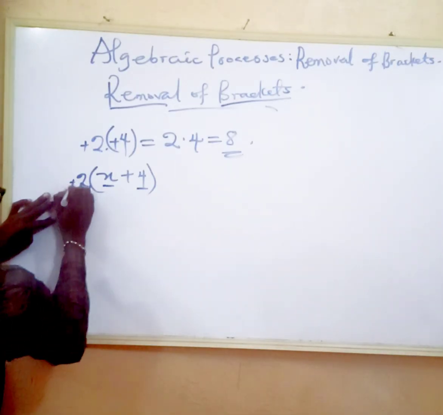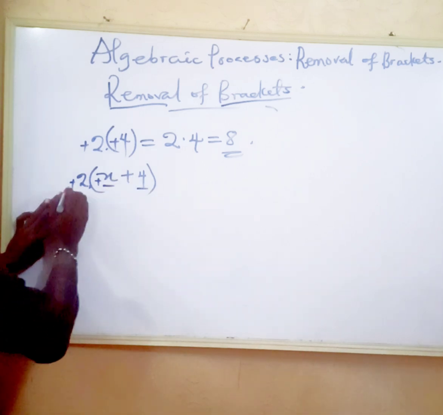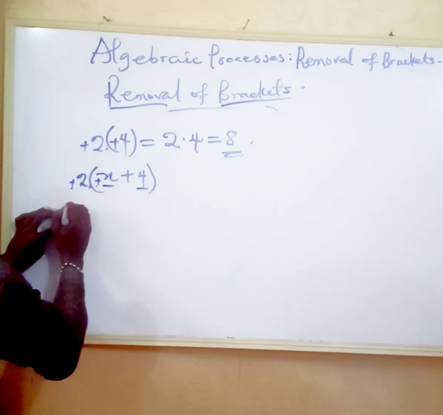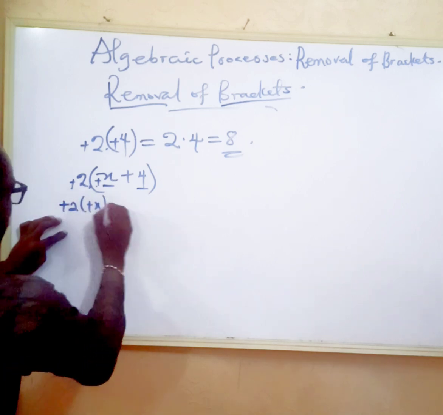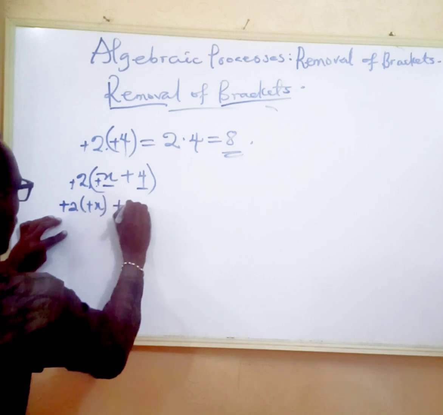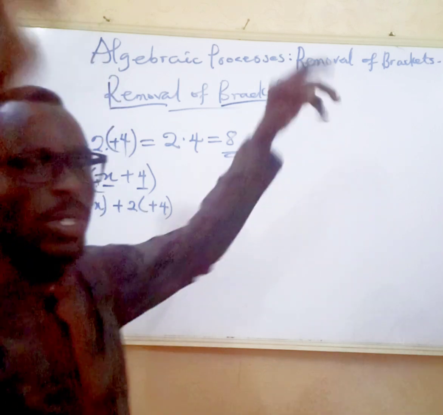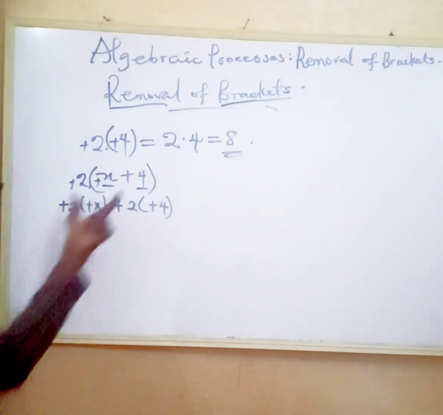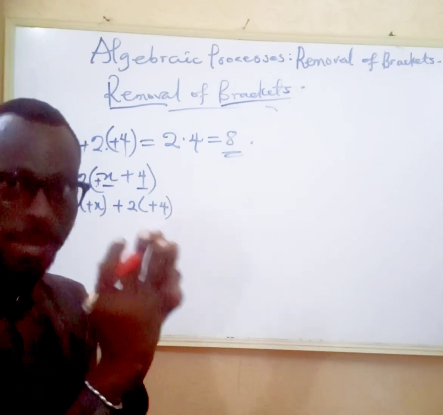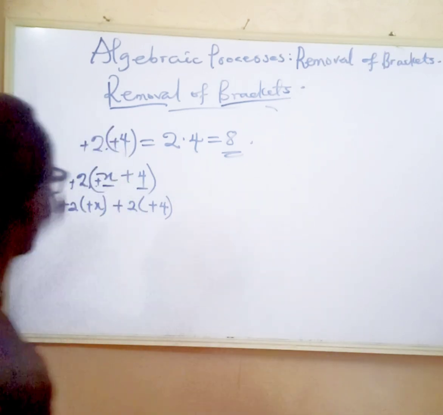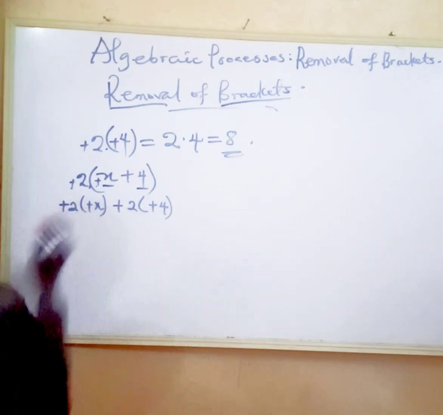This is an imaginary plus, this is an imaginary plus, and this is already plus. So plus times plus, that means we have plus 2 into plus x. This is plus 2 again into plus 4. That means we are trying as much as possible to simplify the expression involving a bracket that carries an entity. This is the same thing as this.